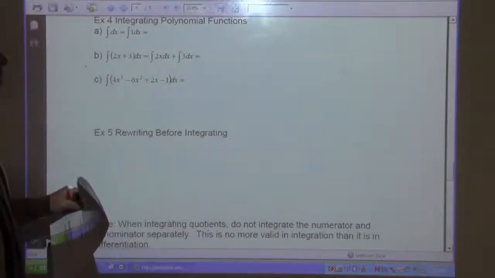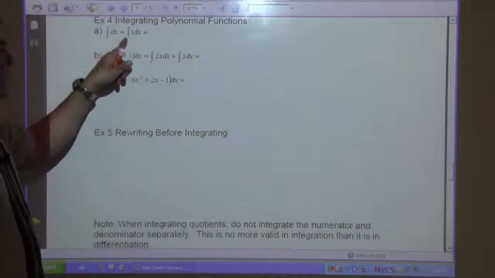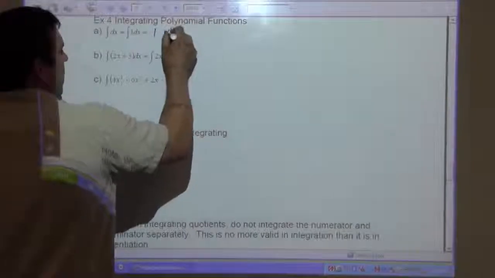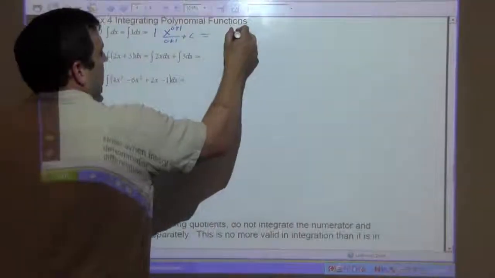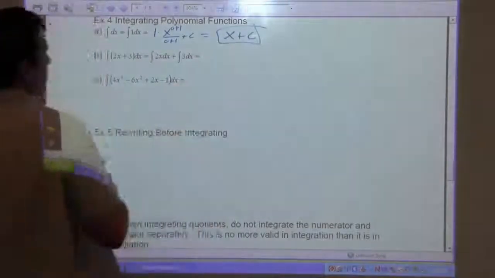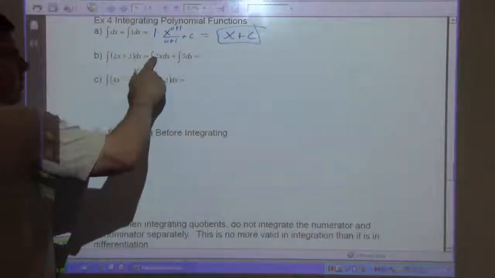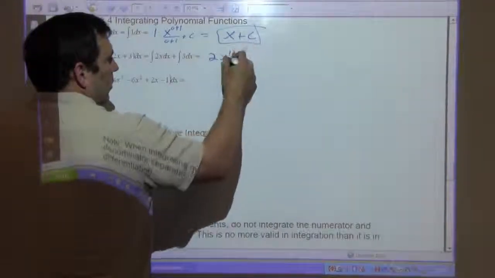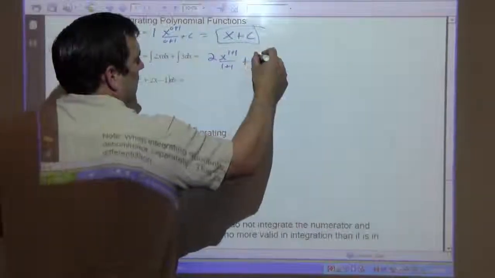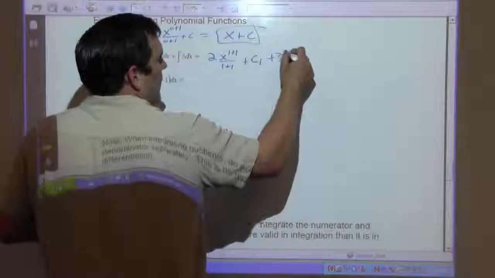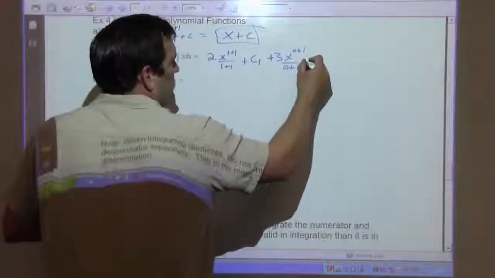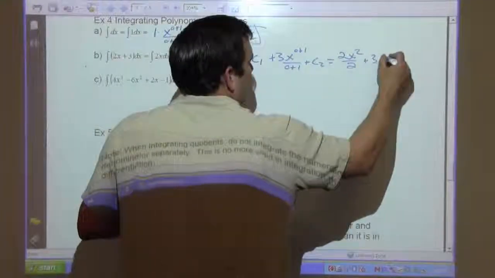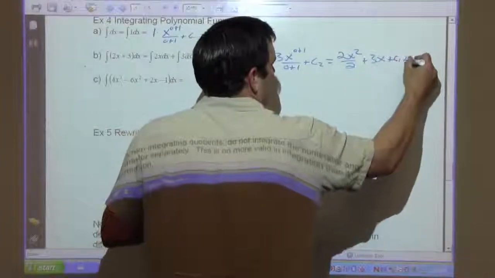Okay, integrating polynomial functions. Integral dx is an integral of 1 dx, so we could write that as 1 times x to the 0 plus 1 over 0 plus 1 plus c, which is just x plus c. Integral of 2x plus 3 dx is integral of 2x dx plus 3 dx. That becomes 2x to the 1 plus 1 over 1 plus 1 plus c1 plus 3x to the 0 plus 1 over 0 plus 1 plus c2. That's going to be 2x squared over 2 plus 3x plus c1 plus c2.